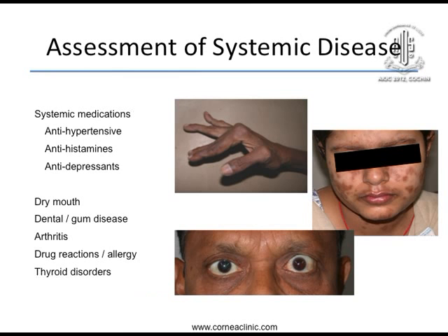Last but not the least, you also have to look at the systemic medication, whether the patient is taking any antihypertensives, antihistamines or antidepressants. Specifically ask for dry mouth or dental and gum disease, which are again associated more frequently with dry eye. Look for any symptoms of arthritis. Examine the hand for deformity of the fingers. Ask about any previous history of drug reactions or allergy, or thyroid disorders, which may result in increased width of the palpebral fissure.